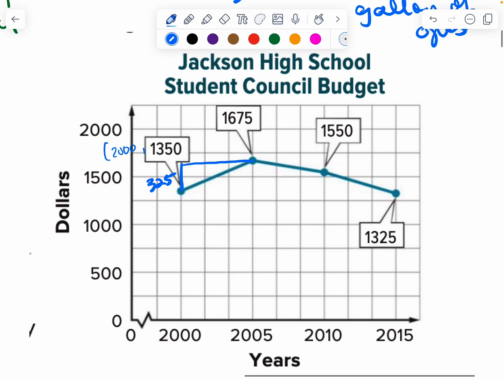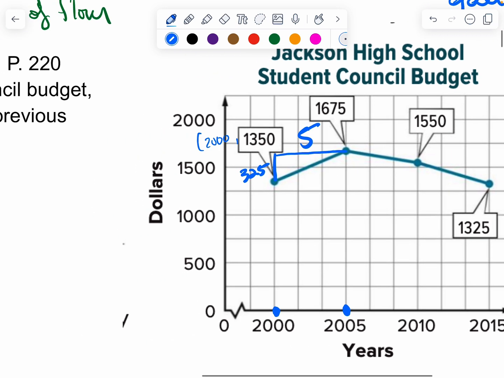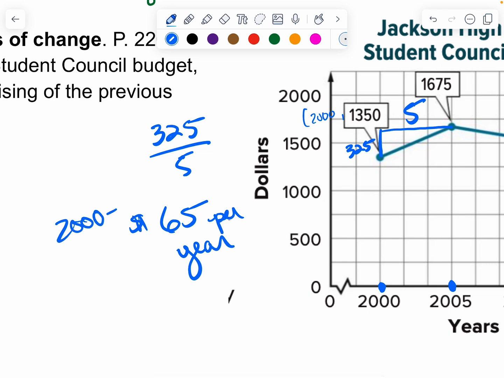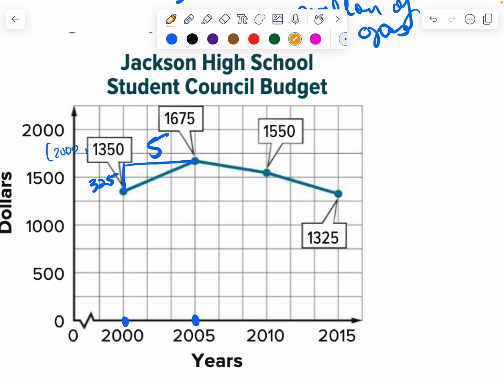How far across did it go? Well, let's look here at the bottom. We're looking at year 2000 to year 2005. That's 5 years. So we've got 325 over 5, and that's going to get $65 per year. Now, that's from 2000 to 2005. Okay, so now we have to look at here. Notice how it's going down. So this is going to be in the negative direction.